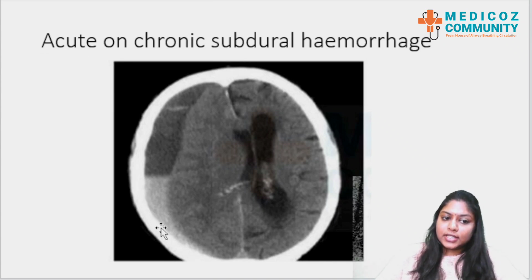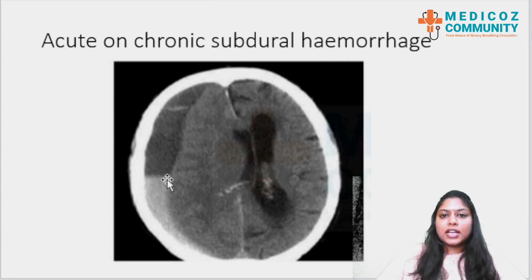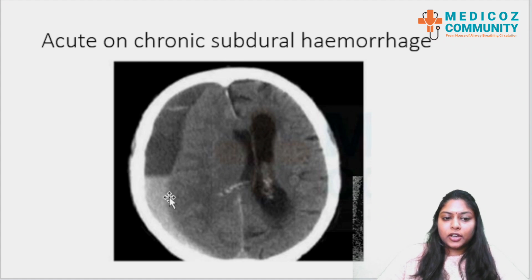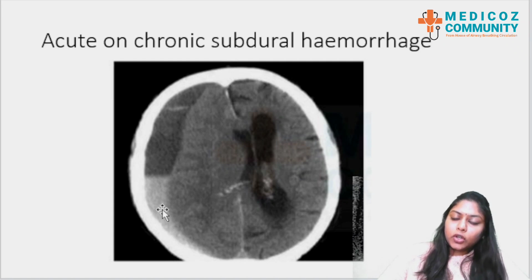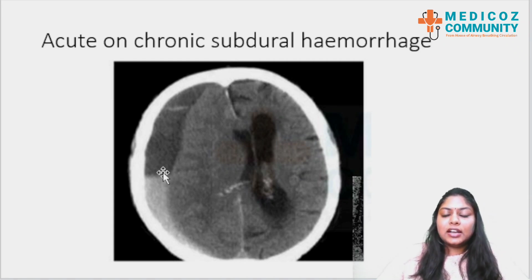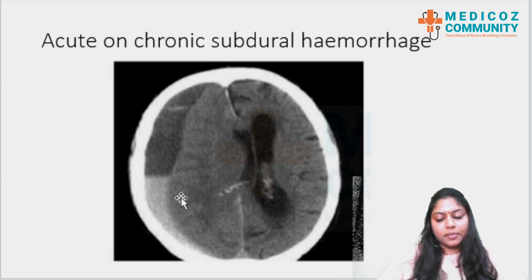That means there is a chronic SDH. If it is chronic, what happens? The blood in this region will start to sediment, and it will give us blood attenuation in the lower area and the plasma in the upper area. This is the hematocrit effect, which is giving us a fluid level. See, this is plasma, it is not CSF, because CSF is way more dark, and this is the plasma seen in the acute on chronic subdural hemorrhage. Generally this is seen after an acute insult, in a patient who already has a chronic subdural hemorrhage.